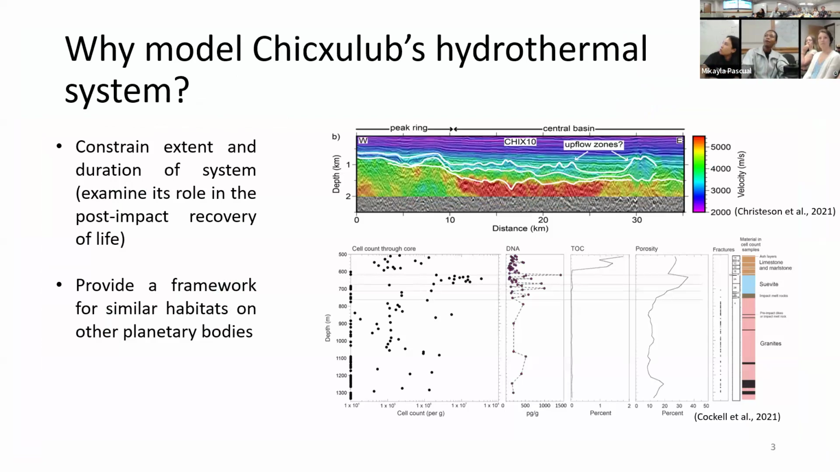So first, why model Chicxulub's hydrothermal system? One reason is to constrain the extent and duration of the system. If we look at the seismic profile here, we see these upflow features, and these perturb the Paleocene-Eocene boundary, which was 10 million years after the impact. If these were caused by the hydrothermal system, that suggests that it potentially could have lasted that long, which is much longer than the current estimates that we have.